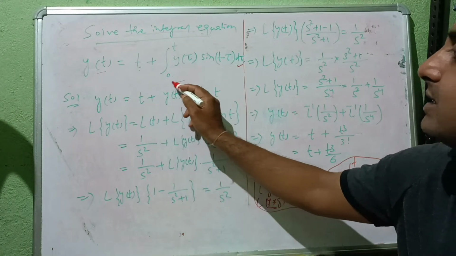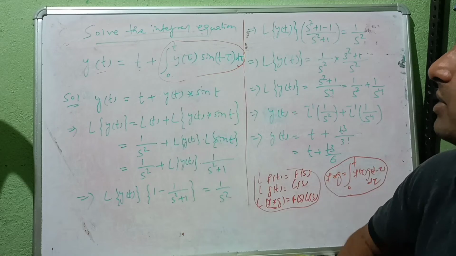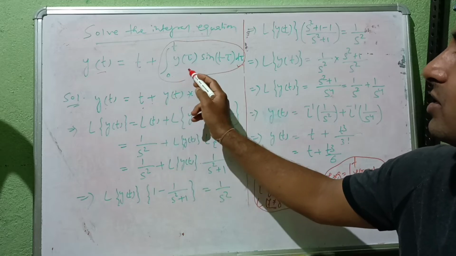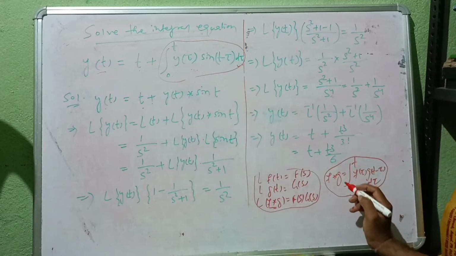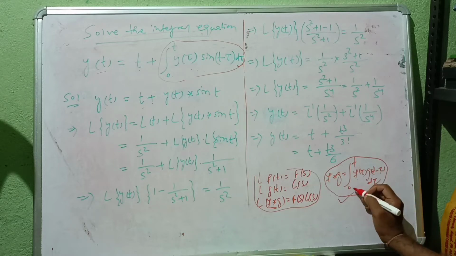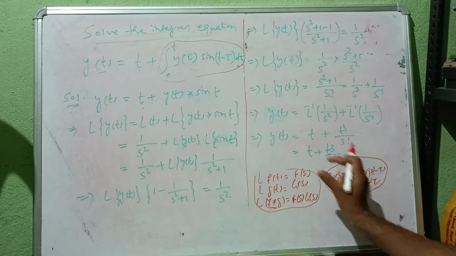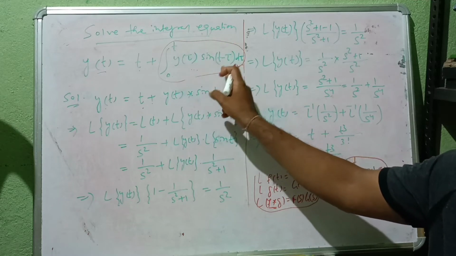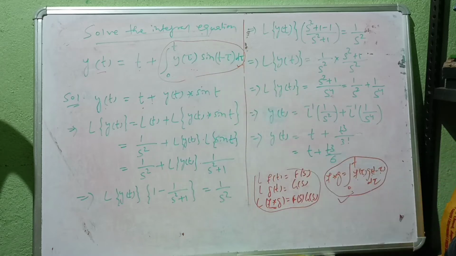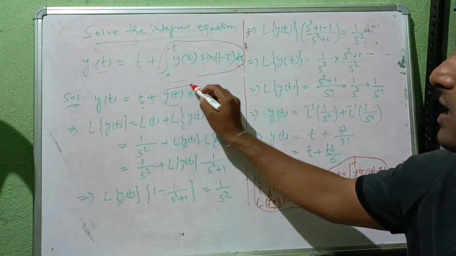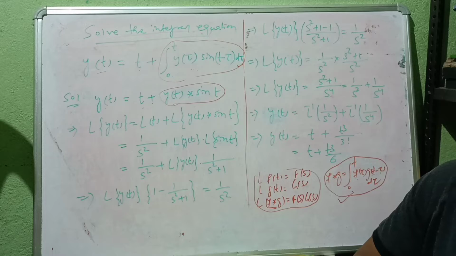Just check, the first term remains unchanged: y of t equals t plus. Now from the definition of convolution, this is f of tau g of t minus tau d tau with limits 0 to t. So what can we write for this integration using convolution notation? This is nothing but y of t star sin t.